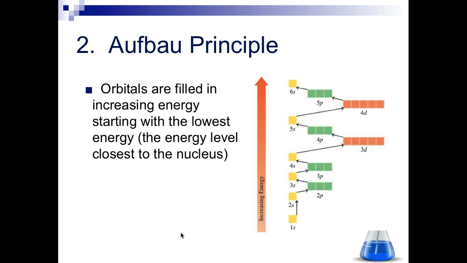The second rule that you have to know is the Aufbau principle. This means that orbitals are filled in increasing energy, starting with the lowest energy level, which is the energy level closest to the nucleus, so the first energy level, which only has the s orbital in it. So we're going to start first with the 1s, and then we're going to fill up.